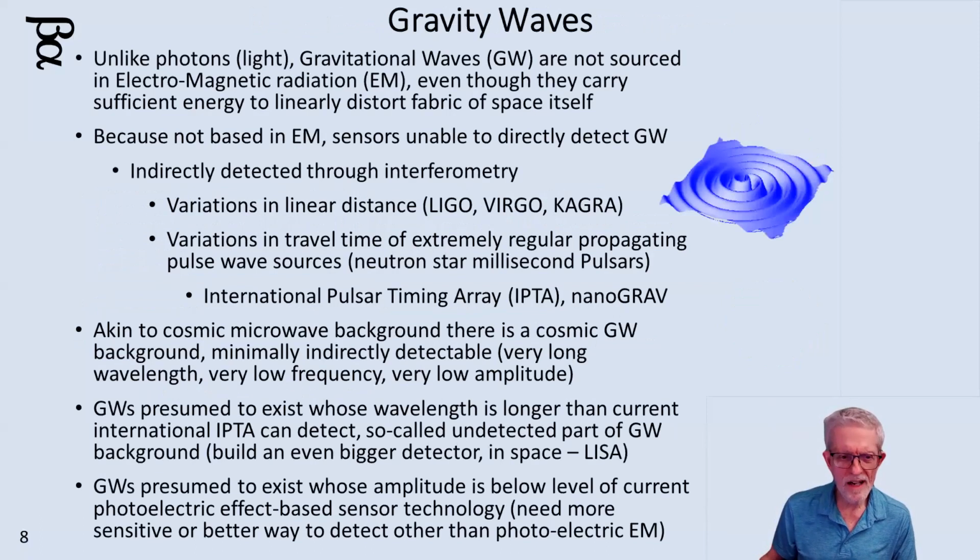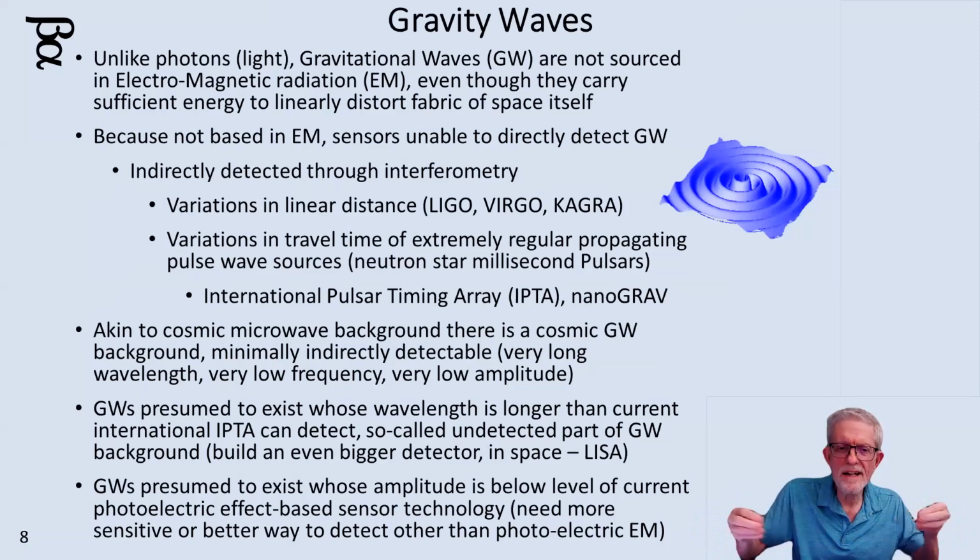But what about gravity waves? I heard about gravity waves. Photons are a measure of electromagnetic radiation. Gravity waves are not on that chart of particles because we have yet to find out what a graviton is, if they do exist. We've measured gravity waves, but we don't measure them directly. What we measure is the expansion and contraction of space itself.